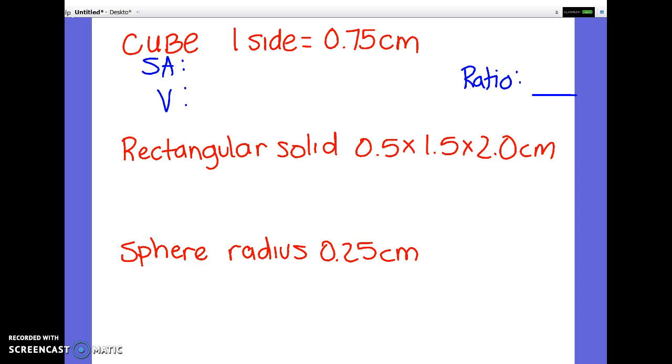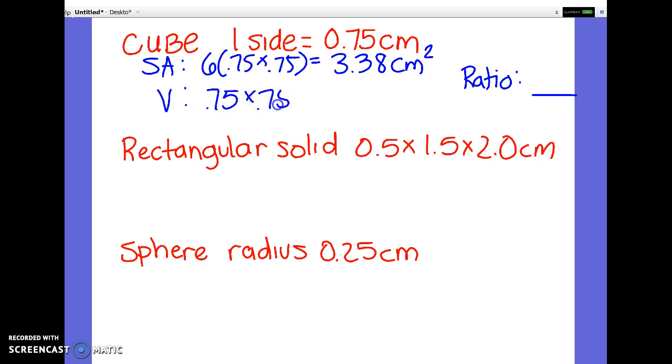All right, so for the cube, surface area, like I said, the formula you're going to see is going to be 6 times the side squared. That's what the formula sheet will have. So that's basically 6 times 0.75 times 0.75. And I rounded it to the hundredths. It's not going to change things a whole lot depending where you round. Your units for this are centimeters squared.